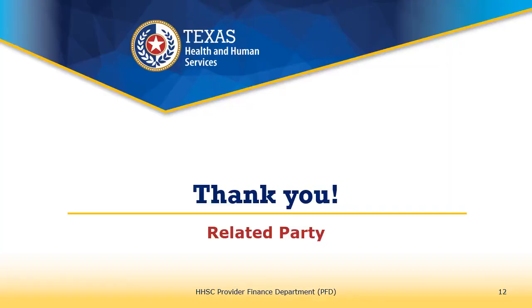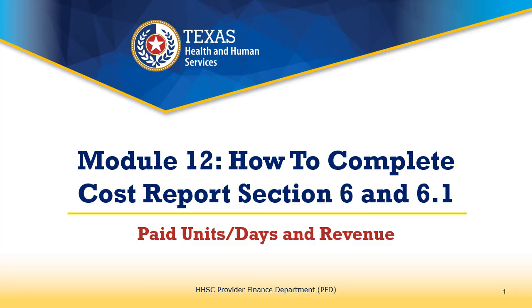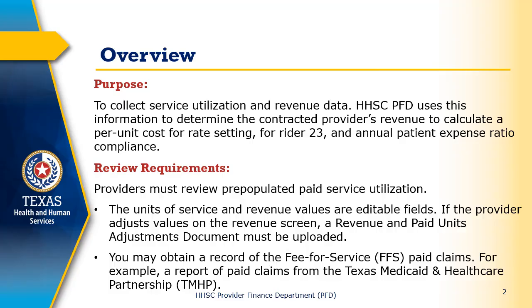This concludes our lesson for Module 11. In Sections 6 and 6.1, we will discuss how to report paid units of service, days of services, placement days, and revenue information. Section 6 involves the collection of service and revenue data, which HHS-CPFD uses to verify the contracted provider's revenue to calculate a per-unit cost for rate setting and for Rider 23 and annual patient expense ratio compliance.